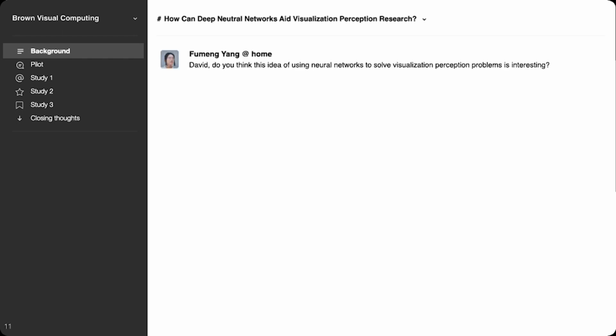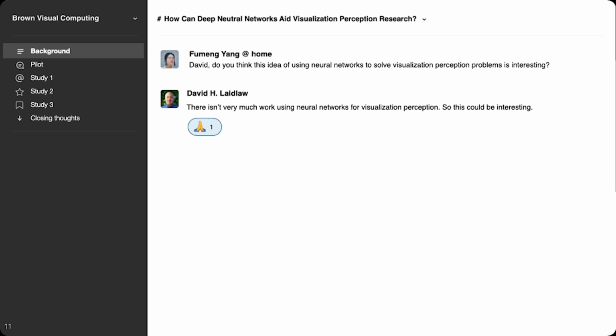With this in my mind, I first talked to my advisor, David Laidlaw. He was super supportive and said that because there was not very much work using deep neural networks to solve visualization perception problems, this could be interesting to explore.